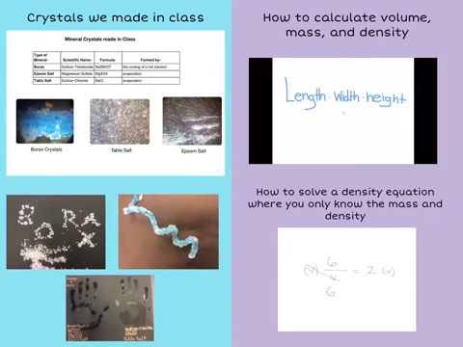Another way to calculate volume is by multiplying length times width times height of a mineral. This works for minerals with a definite shape. Let's say we have a mineral with a length of 3 centimeters, a width of 2 centimeters, and a height of 3 centimeters. Then you multiply 3 times 2 times 3, and the answer gives you your volume.